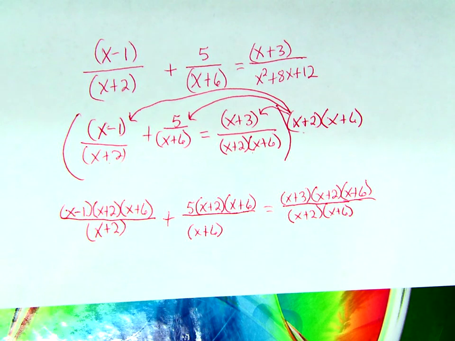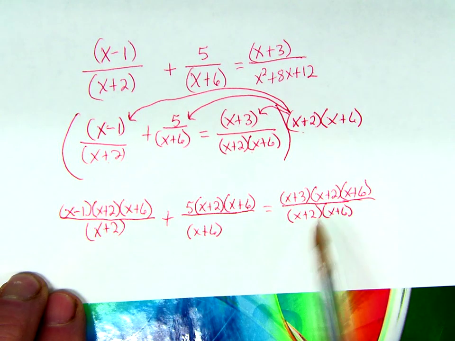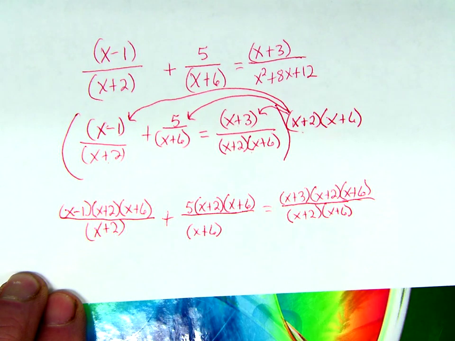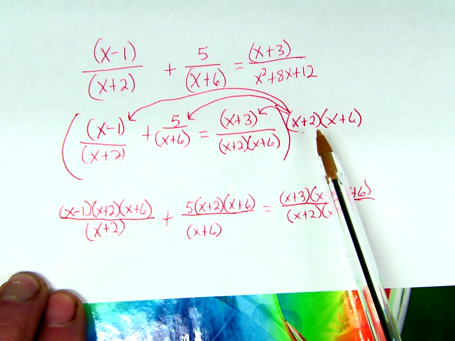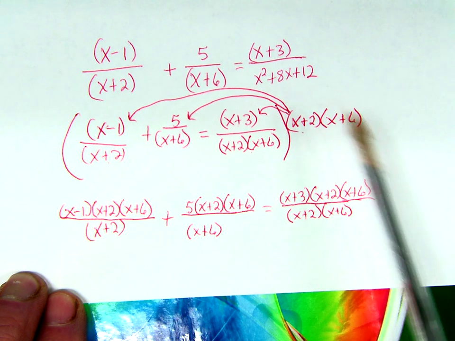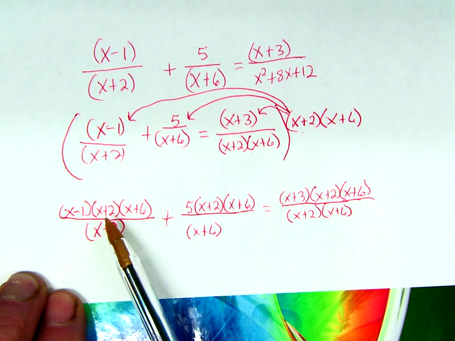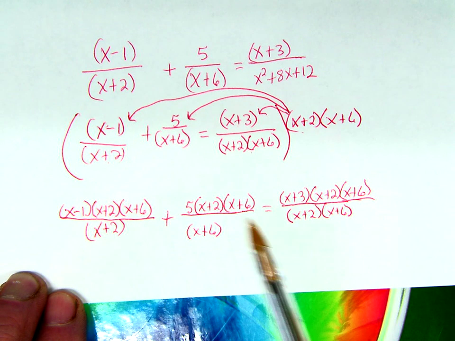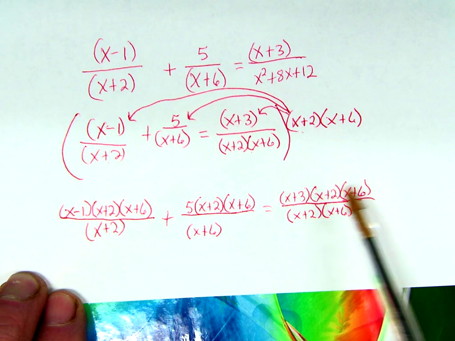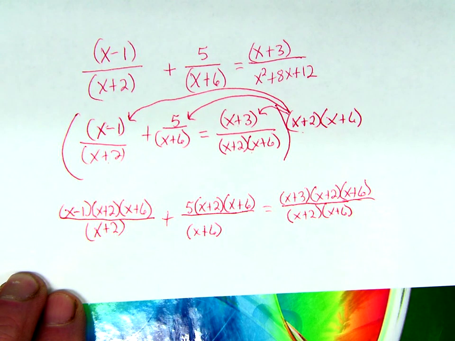All right. Not a lot of thought. A lot of writing? Yes. A lot of thought? No. Keep all the denominators. Keep all the numerators. And just stick right to each one of those numerators the thing you're multiplying by. See, x plus 2 times x plus 6, x plus 2 times x plus 6, x plus 2 times x plus 6.